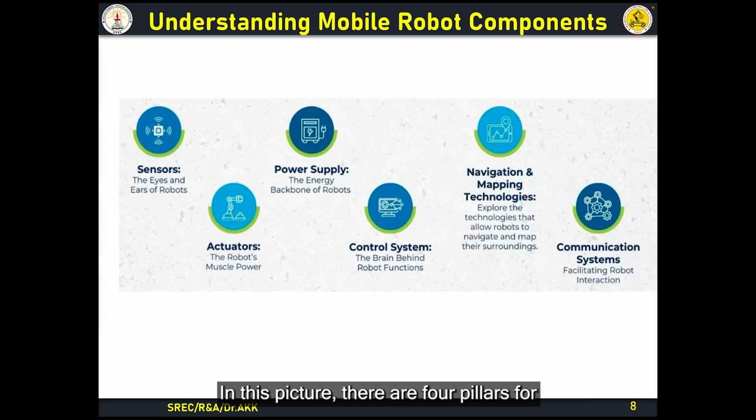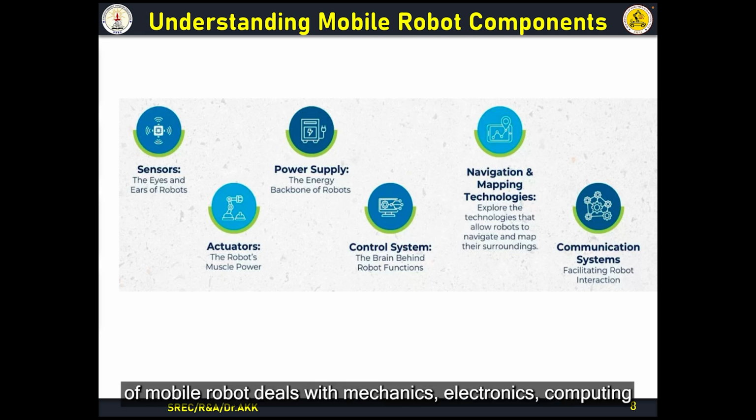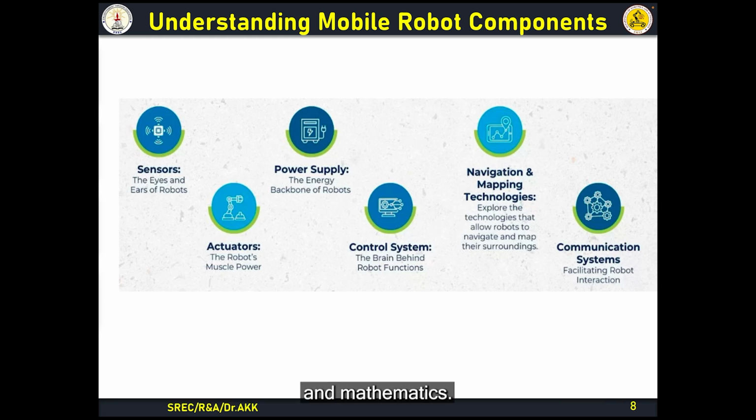In this picture, there are four pillars for the design of a mobile robot. If we want to design a mobile robot, we must know some mechanics and electronics involved, along with computing concepts and the mathematics aspect. Thus, the four pillars for the design of a mobile robot are mechanics, electronics, computing, and mathematics.